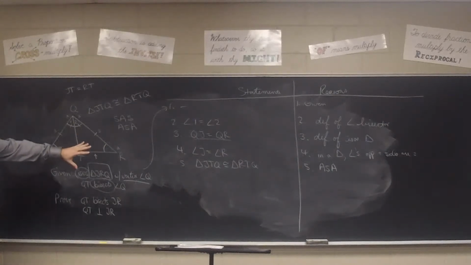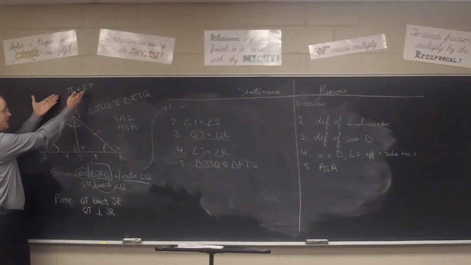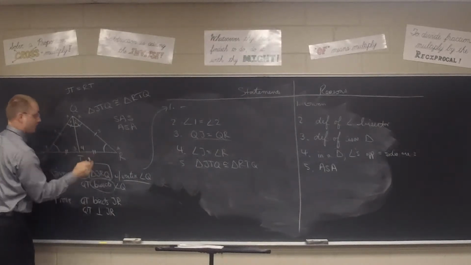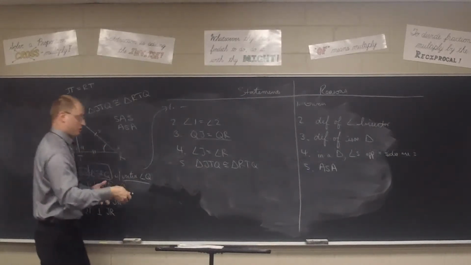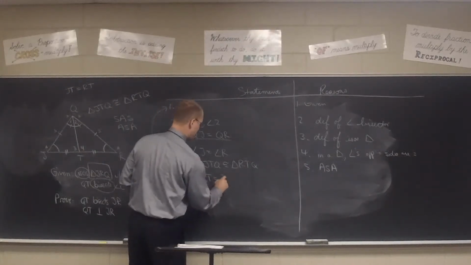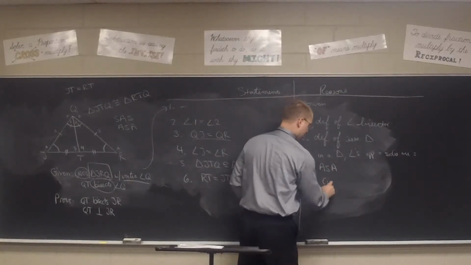So we've got the congruent triangles, and because the triangles are congruent, class, that means that JT and RT are equal. Because they are corresponding parts of congruent triangles. So RT equals JT by CPCTE.